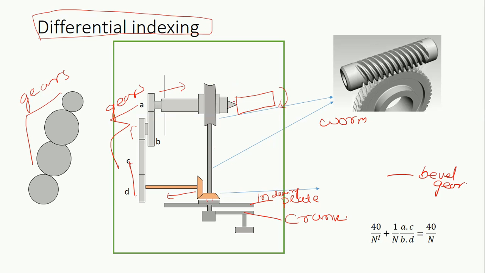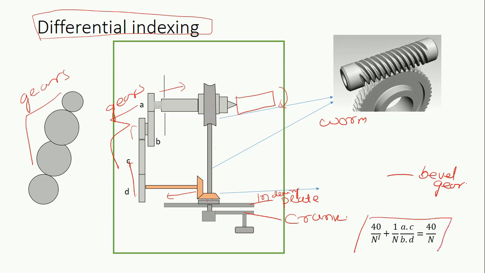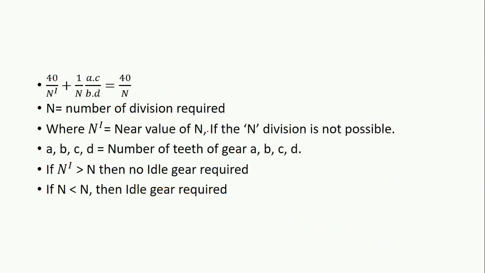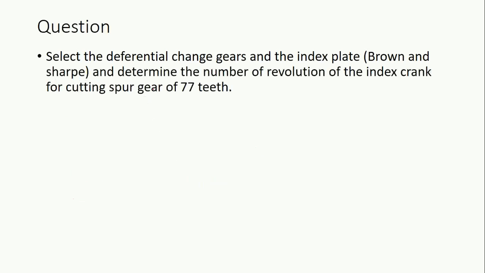The workpiece will be automatically rotated, and this is a simplified process. Here is the formula. This A, B, C, D are the gears, and this is maintaining the same formula, 40 by N. So let's go and solve a problem so that we can understand. This whole description is there, so it's better that I describe it during the solving. Remember, what is N prime, what is N, I will show you there.